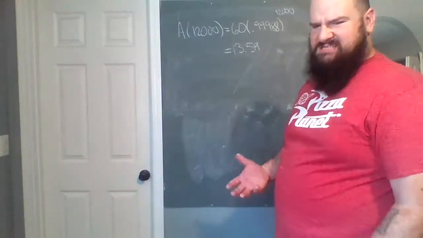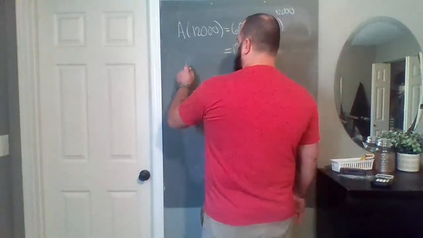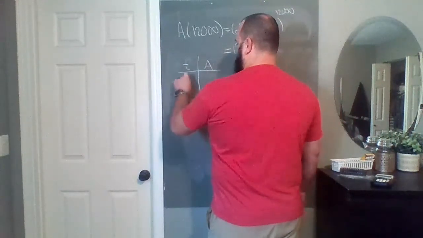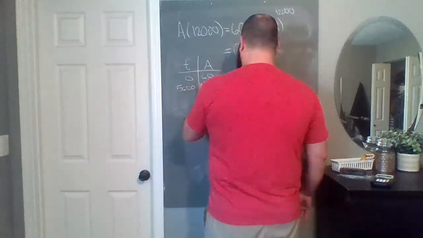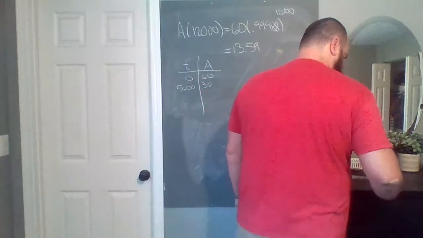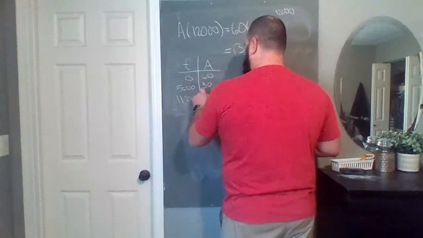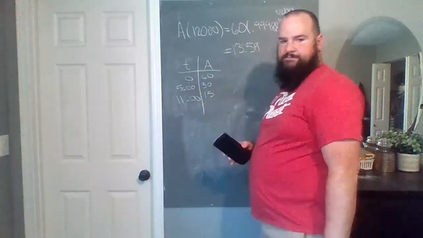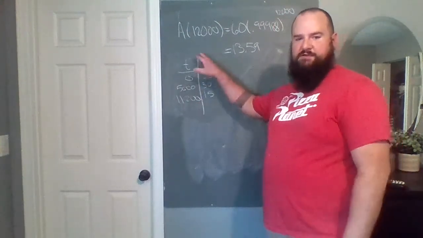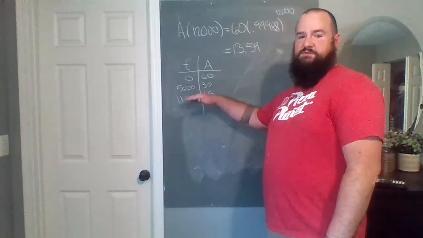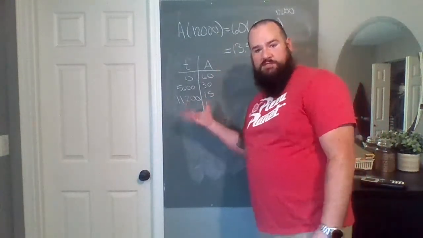Does that make sense? We got to think about this too. Well, we know if we created a table with time and amount, we started with 60. After 5,600 years, we had 30. After 11,200 years, we had 15. This is just 800 years shy of 12,000. And that was at 15, so if we go a few more years, we should go down a little bit more. So this makes sense. This works in the context of this problem.